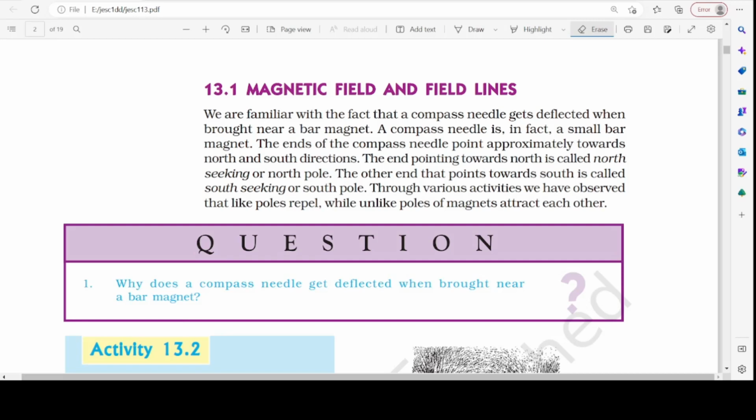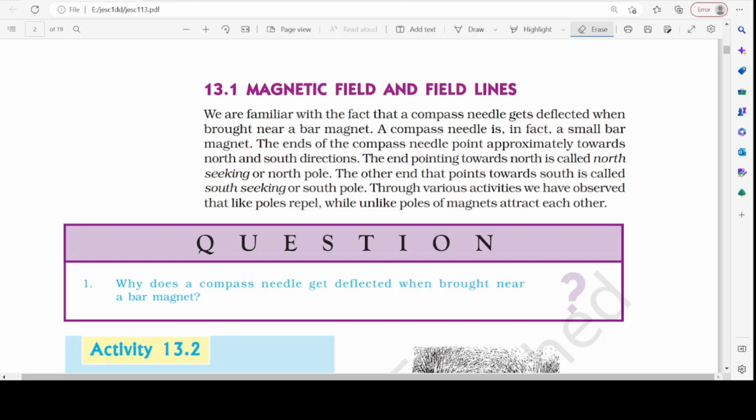Now how is electric current produced? Obviously by the movement of electric charges. Electric charges like electrons, protons, alpha particles, all these are electric charges. Movement of these electric charges causes electric current, and electric current causes the production of a magnetic field.